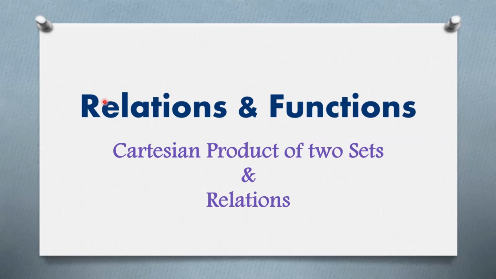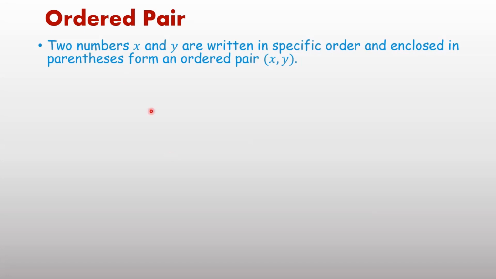In class 11, second chapter, relations and functions. In this chapter, I am going to cover two topics: Cartesian product of two sets and relations. Before Cartesian product of two sets, first we should know what is an ordered pair.